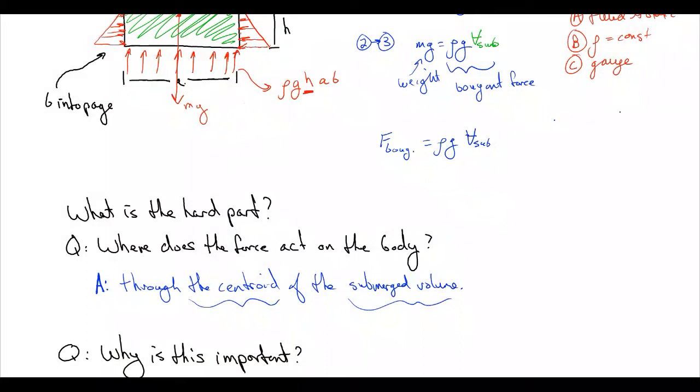So through the centroid of the submerged volume, you could also write center of mass of V sub, right? And just doing that little bit helps you remember this and helps you understand it that much more, right? So I want you to keep doing that kind of stuff.